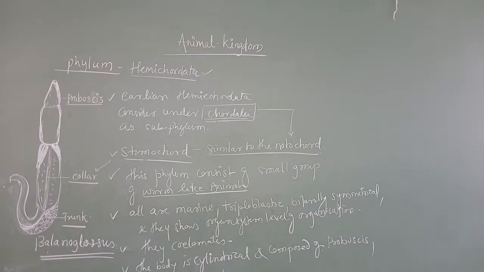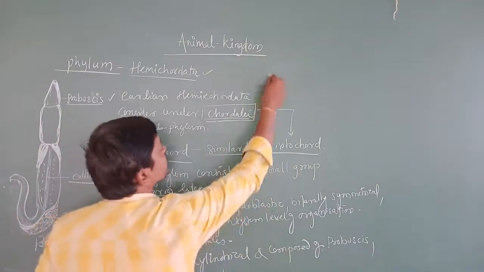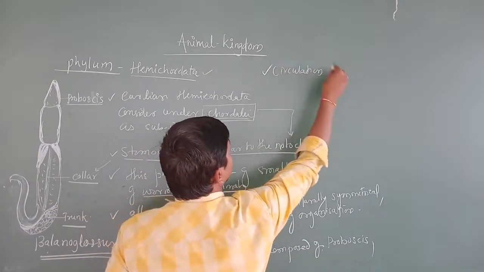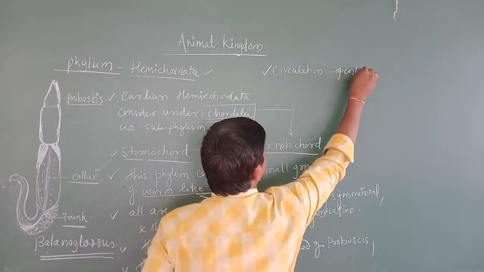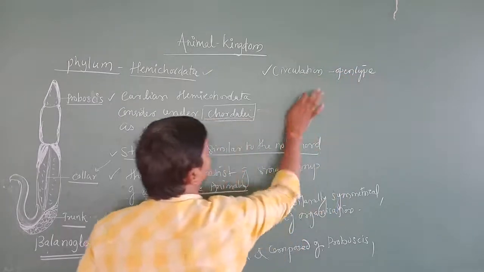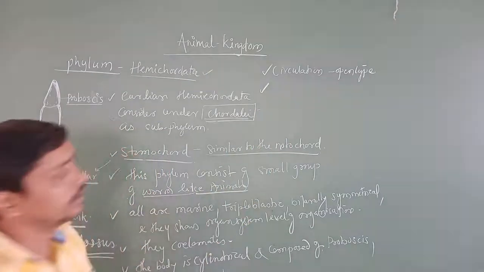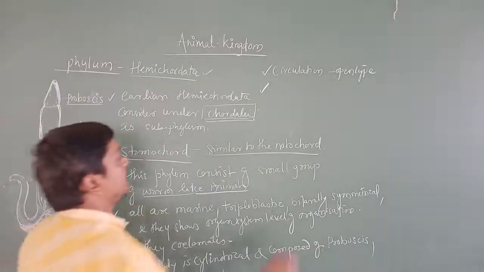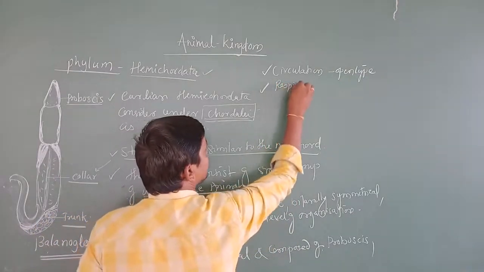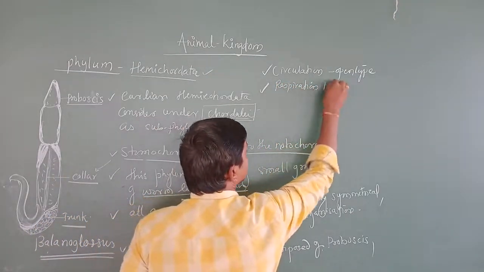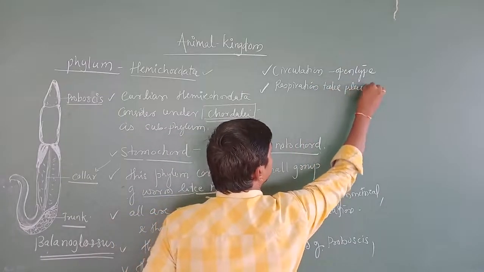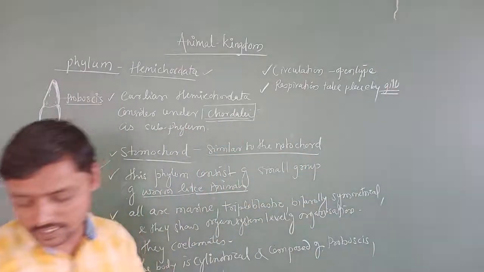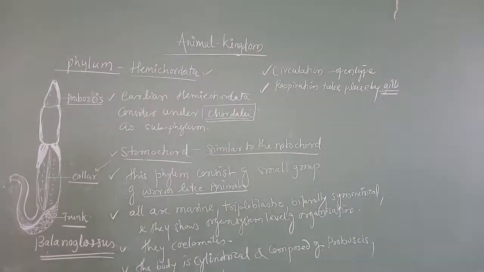Okay. Next point, circulation. It is open type. Open type of circulation we are going to find in Hemichordata, and respiration takes place by gills. Gills are the respiratory organs present in this particular phylum.